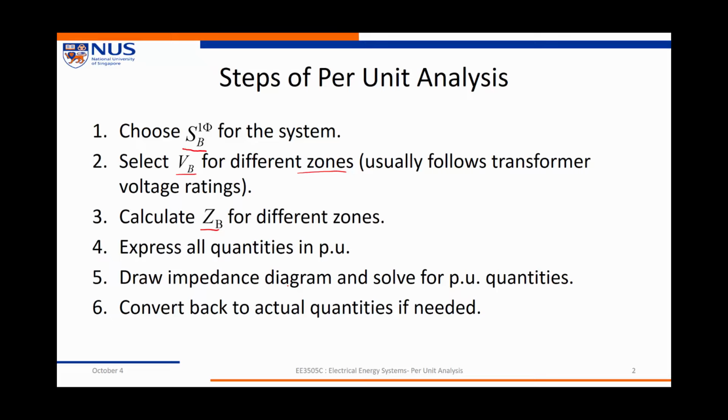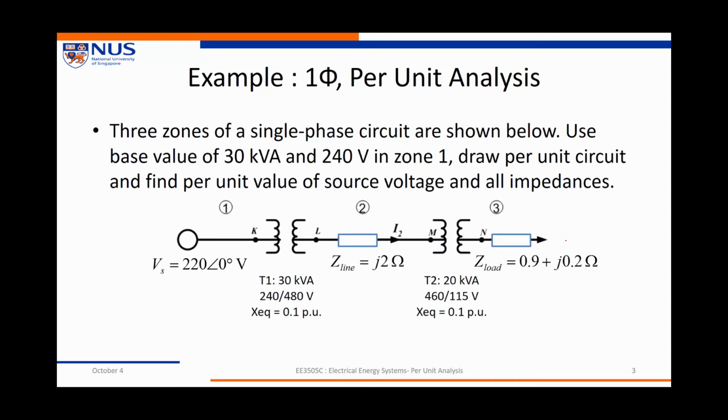And then a new thing I am introducing here is to draw the impedance diagram and solve for the per unit quantities. The impedance diagram is just a simple circuit which has a voltage source, which would be some V per unit, some impedances, and then I can have the load Z L per unit. And if needed, we convert back to the actual quantities. To make it much clearer, let's solve an example here.